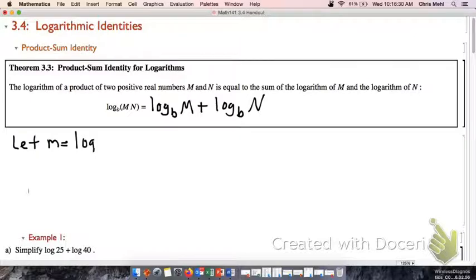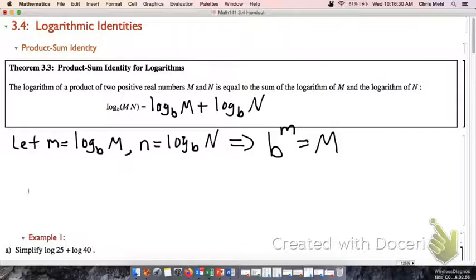If you let m be log base b of capital M and let lowercase n be log base b of capital N, there's a conversion formula that I believe I showed you in the last section. The first, lowercase m being log base b of capital M, means that b to the lowercase m equals capital M, and lowercase n being log base b of capital N means that b to the lowercase n equals capital N.